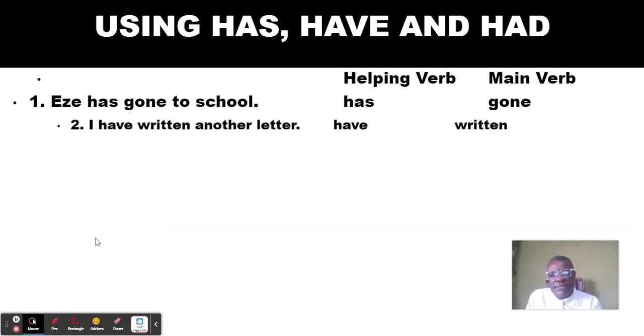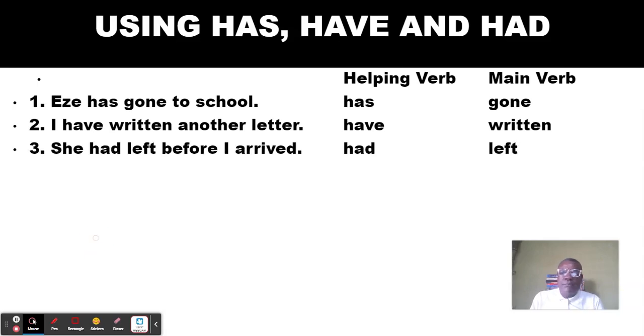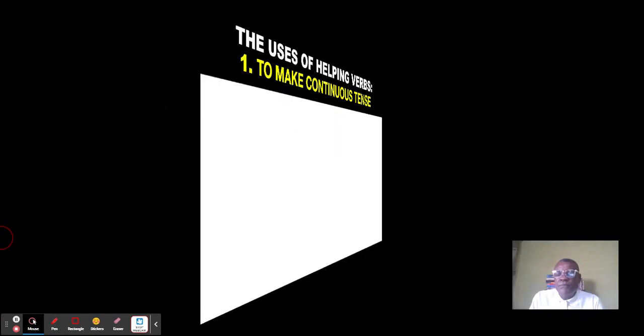Let's look at other examples. I have written another letter. The helping verb here is have, and the main verb is written. Okay. Let's look at another example. She had left before I arrived. Now, the helping verb is had, and the main verb is left.